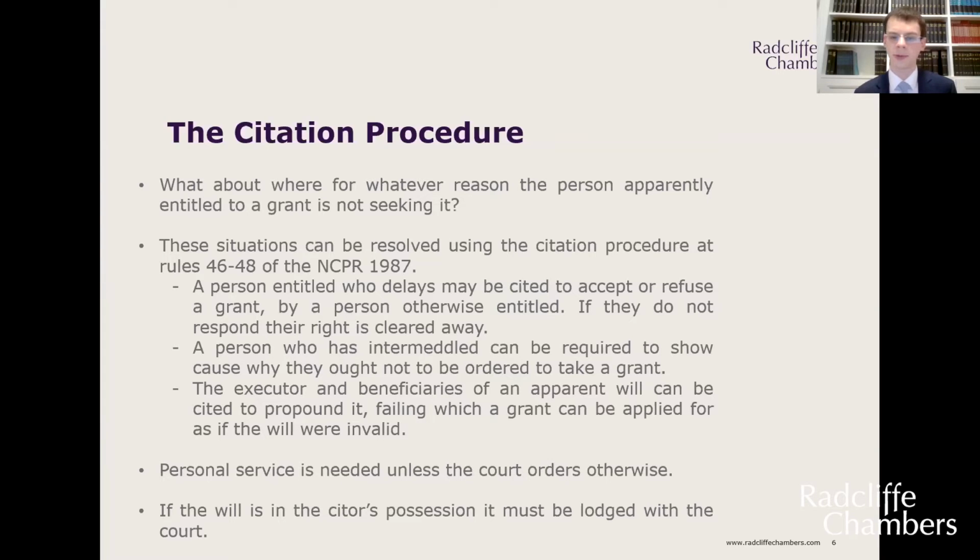So suppose you've got a will that's 2017 and your client is the beneficiary under an earlier will of 2014, but thinks the 2017 will is invalid. But the beneficiaries and executors of the 2017 will are not getting a move on. What you can do is use this procedure to require them to try and propound the 2017 will. And if they don't respond, then you instead can seek for a grant in common form of the 2014 will as if the 2017 will were invalid.